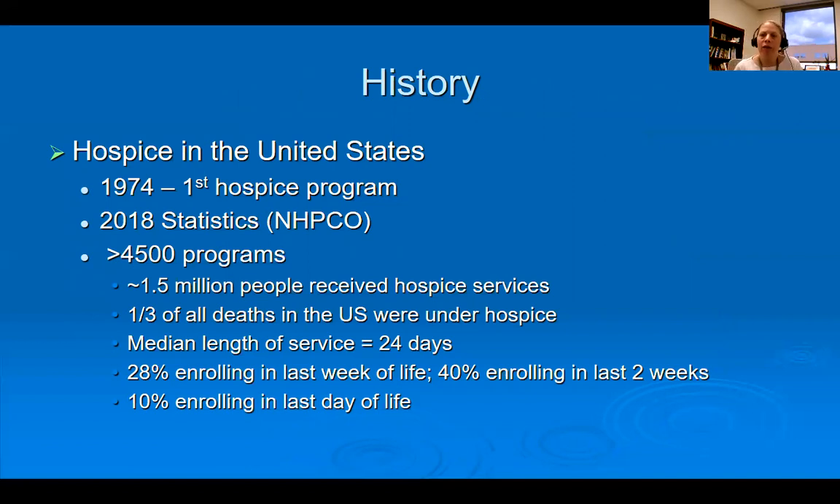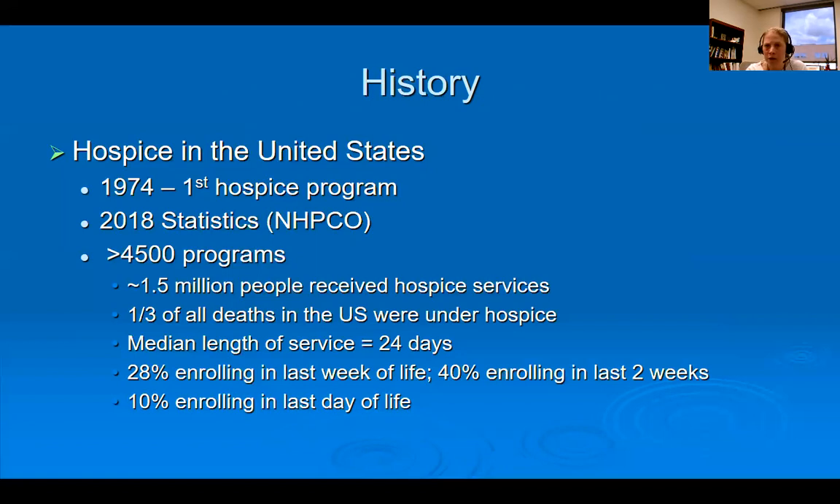So a little history. Hospice has been around in the United States since about 1974. It's been in other countries a lot longer, places like England and Ireland. Looking at the latest statistics, the National Hospice and Palliative Care Organization puts statistics out about every 4 years. These are 2018 statistics. The US has a little over 4,500 Medicare-approved hospice programs. In the year 2018, about 1.5 million people received hospice services, which accounted for about 1/3 of all deaths in the US. Median length of service, and when we talk about length of service, we're talking about time from enrollment to death, is about 24 days in the US. About a third enroll in the last 7 days of life. About 40% enroll in the last 2 weeks of life.